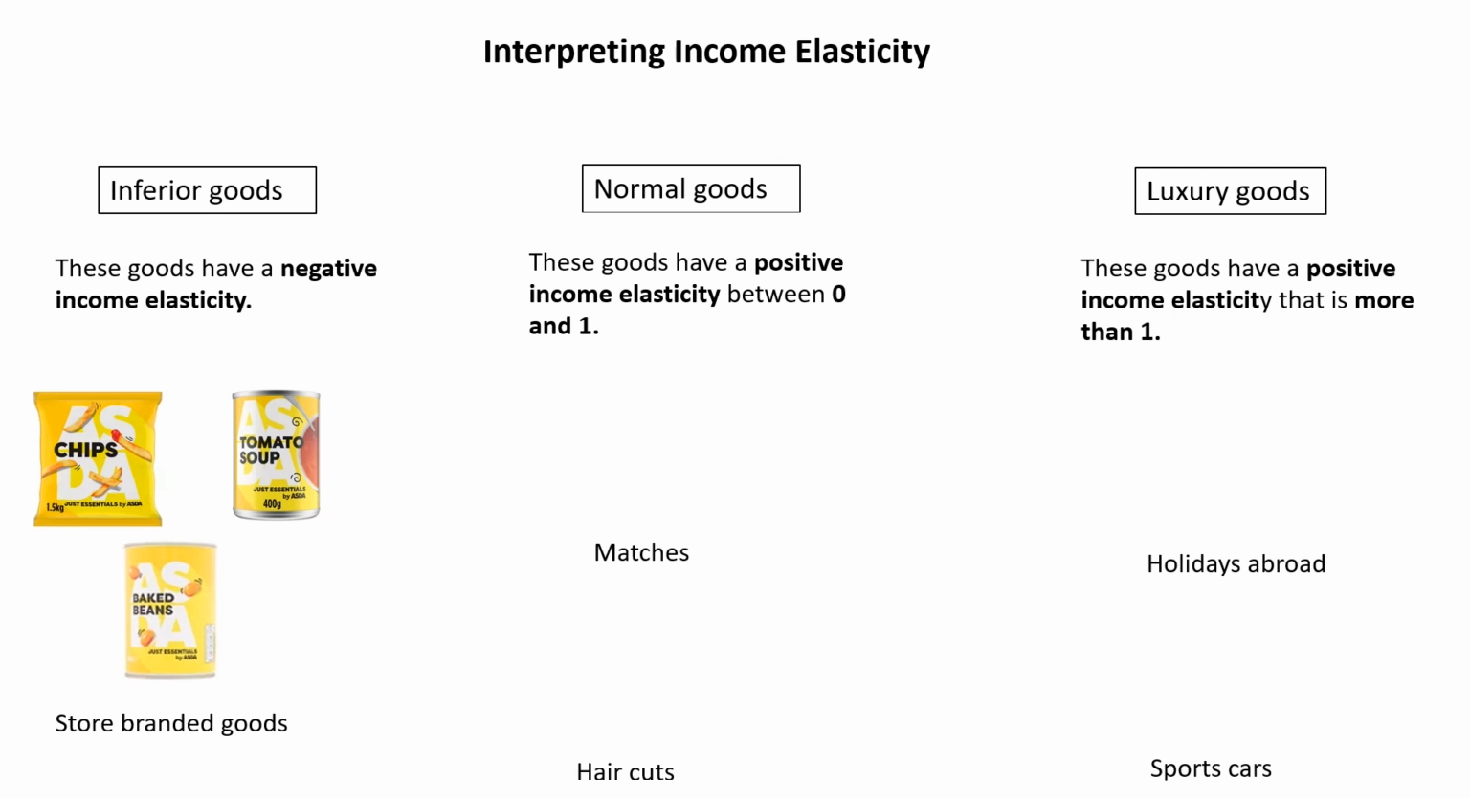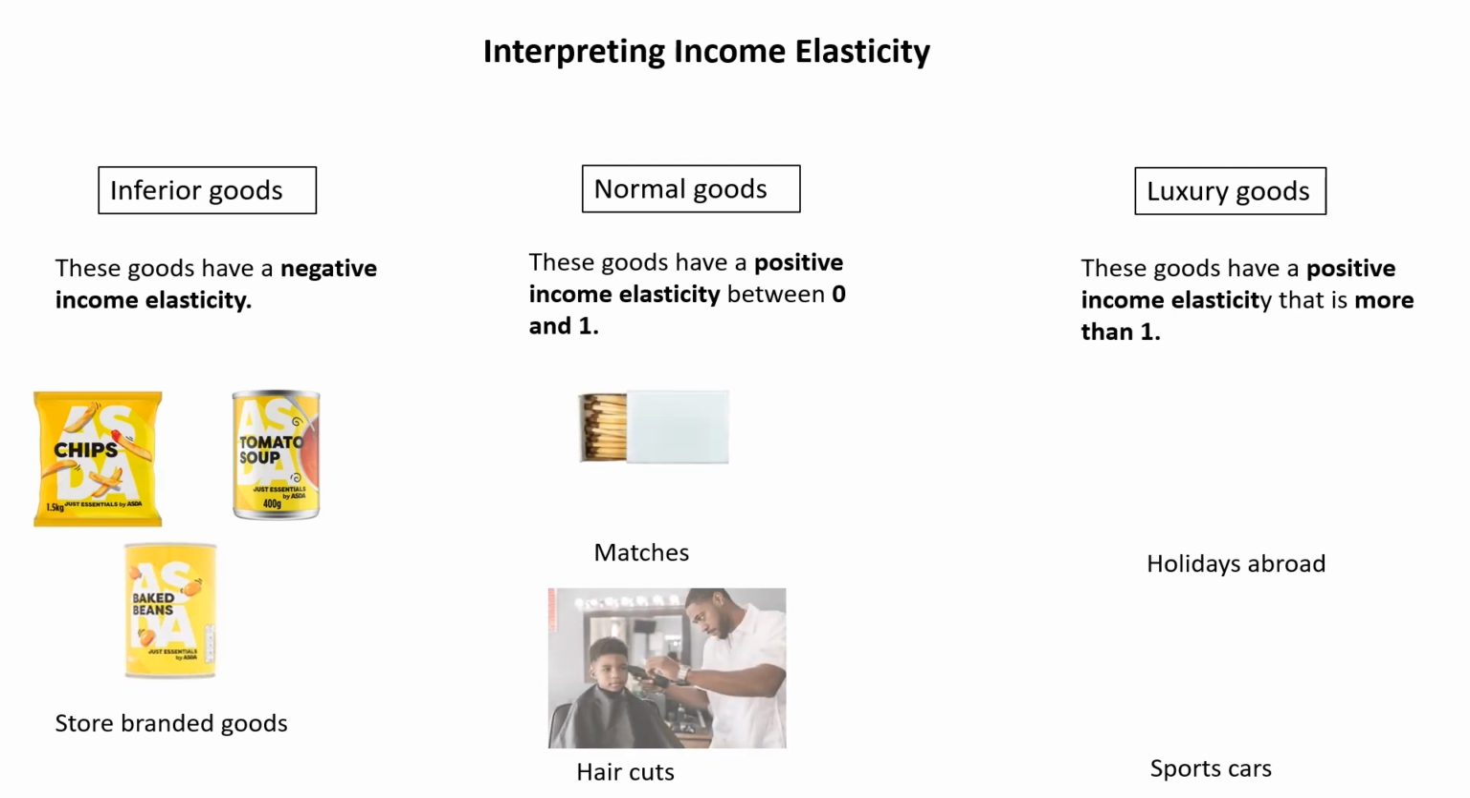Normal goods have a positive income elasticity between 0 and 1. They have a positive relationship between income and demand. This means that as income rises, the demand for normal goods rises, but at a slower rate than the increase in income. Examples are matches and haircuts.